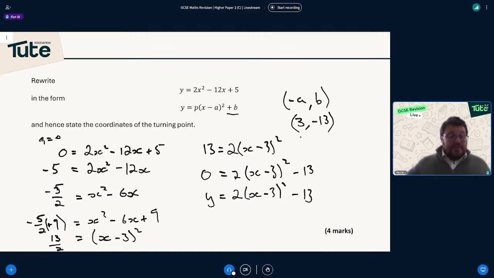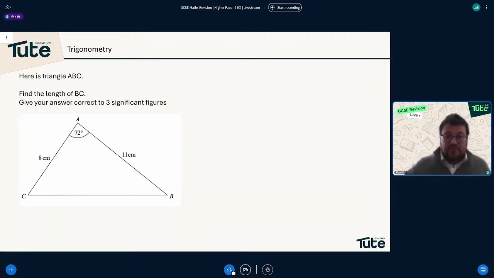Right then, I think I've just about got enough time for one more question to go through, and I think the one that I'm going to go with is this one right here. A lot of you have asked for a bit of trig. What I'm noticing is that this is not a right angle triangle, but I do have an angle and 2 sides. So the first thing that I think of straight away is cosine.